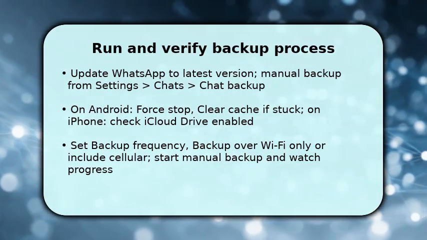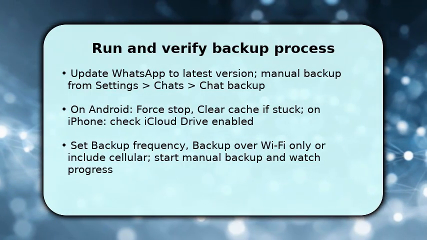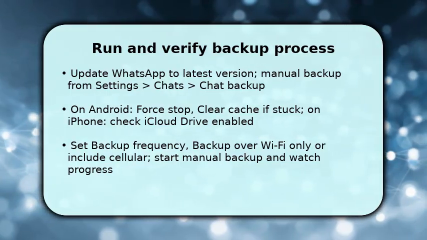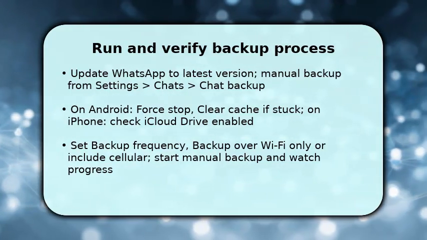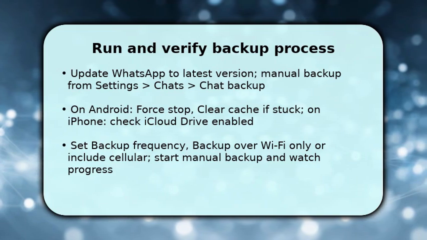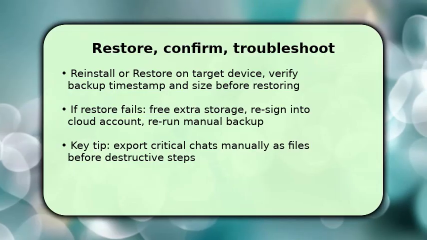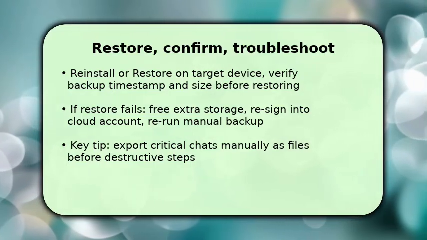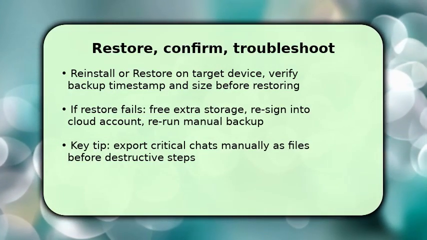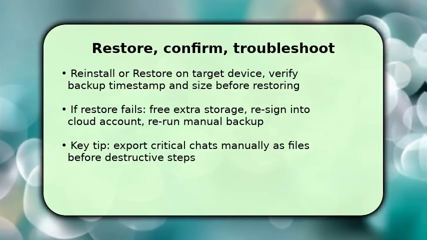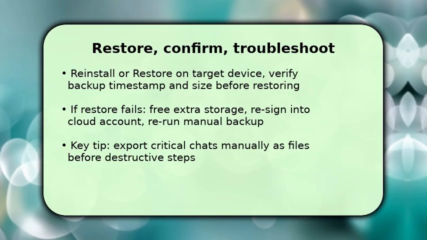Watch the progress indicator and note the backup file size. If it completes, confirm timestamp and file size to ensure messages and media were captured. To finish, test a restore on the same or new device. Install WhatsApp, verify your phone number, then accept the prompt to restore from the detected cloud backup. Confirm timestamp and size before restoring.